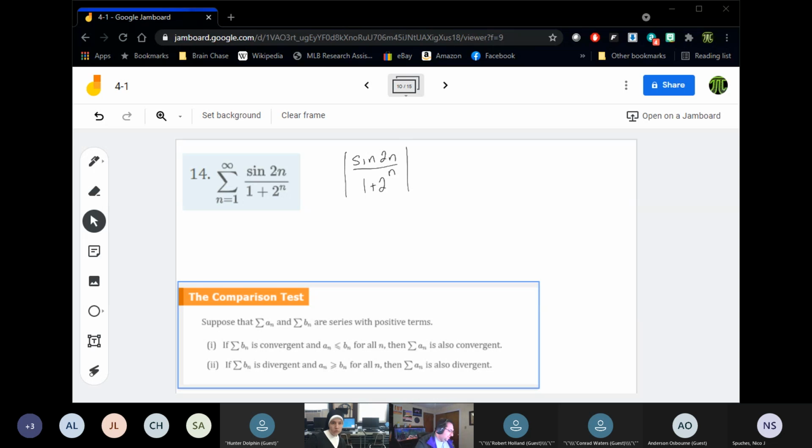Okay, so this one we're going to compare. So the first thing I want to do is take that sine 2n over 1 and change it to 1, because I know that it's always going to be less than or equal to 1. And then I can say that is always going to be less than 1 over 2 to the nth power. Does that part make sense?